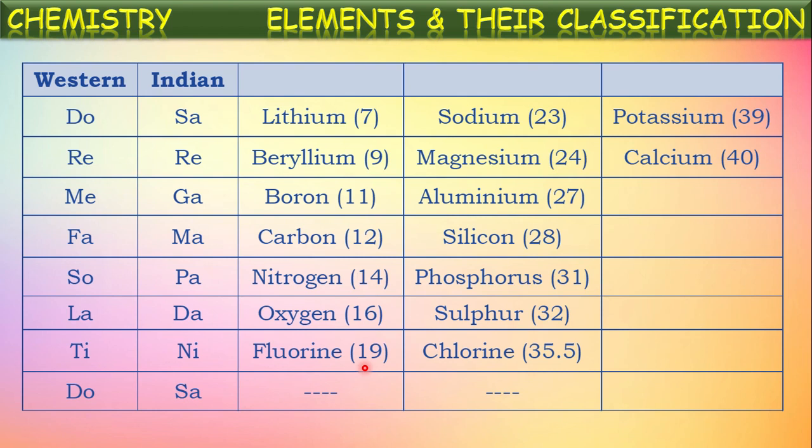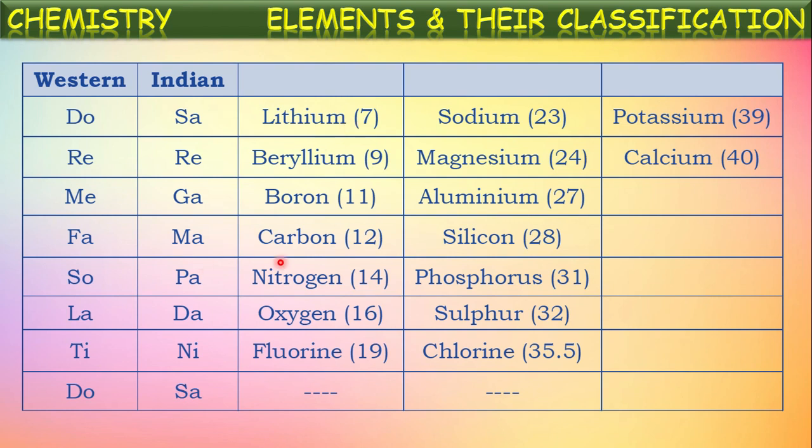In that way, it is just like the musical notes. If you see here, these are Indian musical notes. For the first one, the consecutive eighth note is again Sa. These are the same. In the same way, in the order of elements also, for one element, the consecutive eighth element has similar properties. In that way, it is compared with the musical notes.